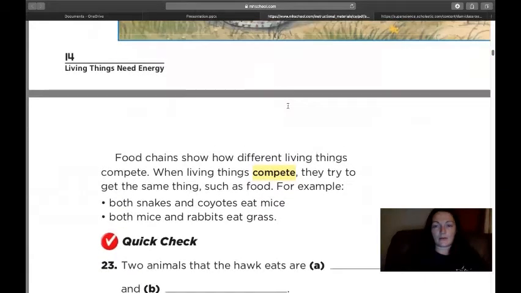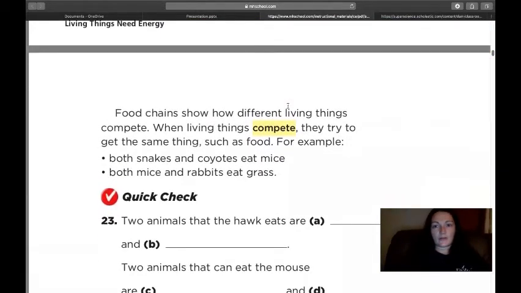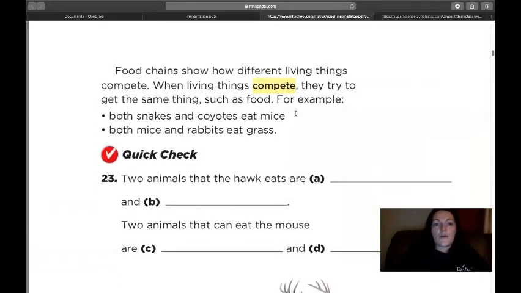Remember I said take notice of the other features the author includes. Food chains show how different living things compete. When living things compete, they try to get the same thing, such as food. For example, both snakes and coyotes eat mice. Both mice and rabbits eat grass.